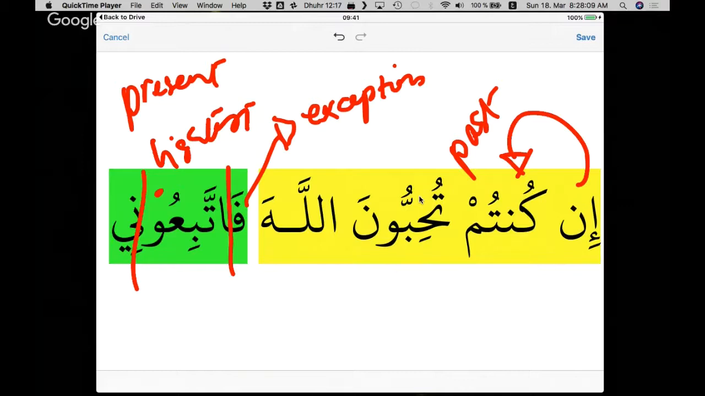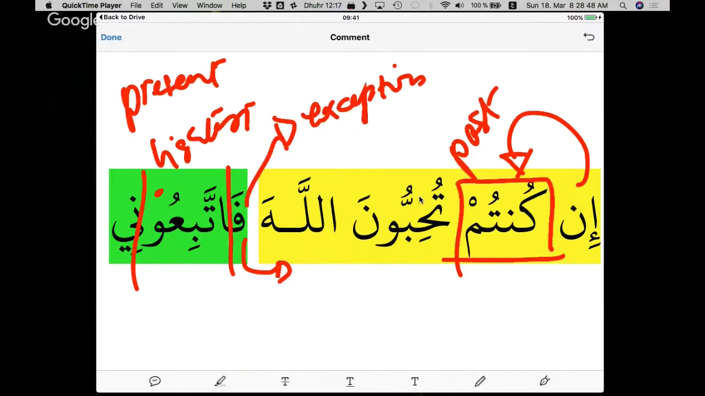Okay, you see that? But the point to note here is there's no influence on the in kuntum. There's no lightest form, because kuntum is kuntum. It's just written that way. It is not made lightest. It has always been like that. But fattabi'u is lightest. Fattabi'una was the full form of the verb, and it is made lightest because it's an answer to the condition, and there's no harf before it that is making it lightest. And the reason for it becoming lighter is because this is a jawabul shart.